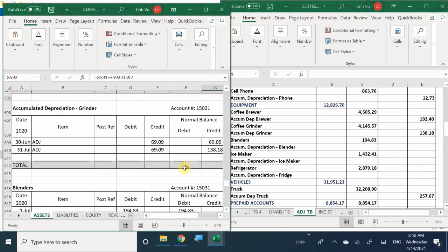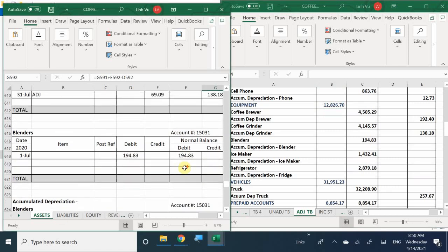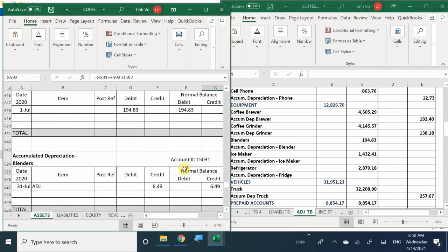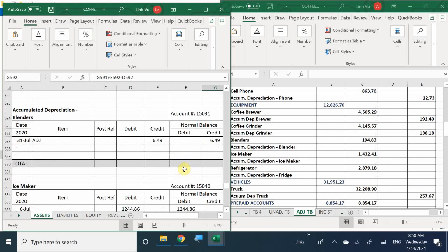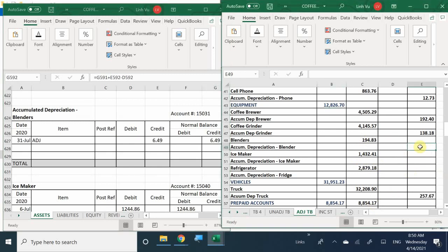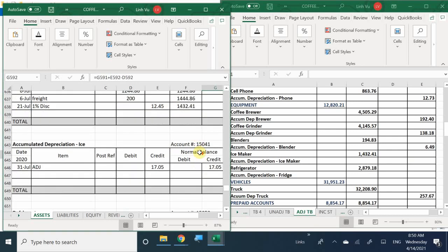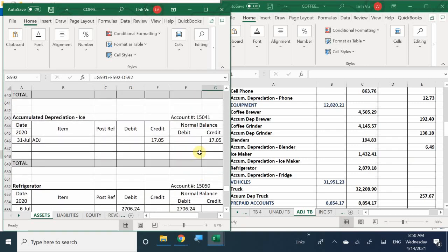So let's go ahead and take a look at our accumulated depreciation. The first one I have here is going to be for my blenders. Okay, so what's my accumulated depreciation for my blenders? 649. Yep, 649. Okay. Then we have our ice maker for 1432.41. So there it is. What is my accumulated depreciation on my ice maker?